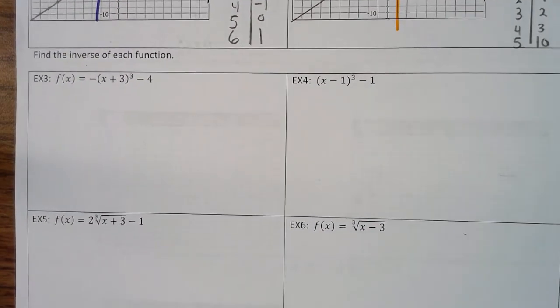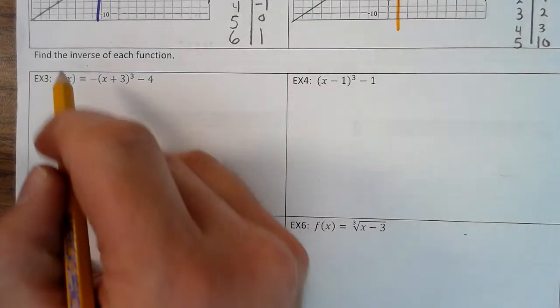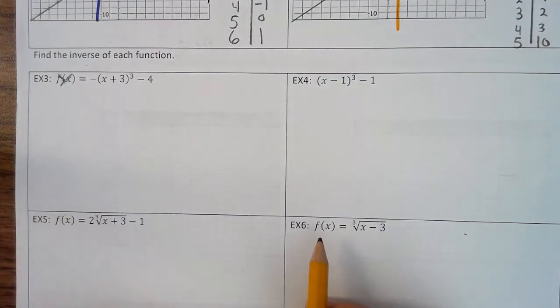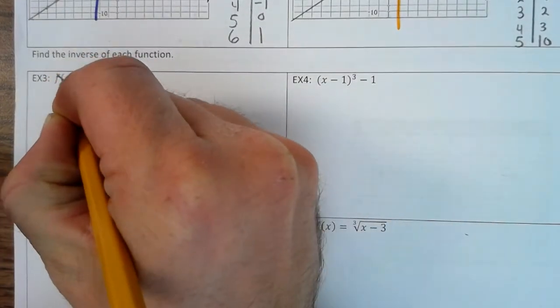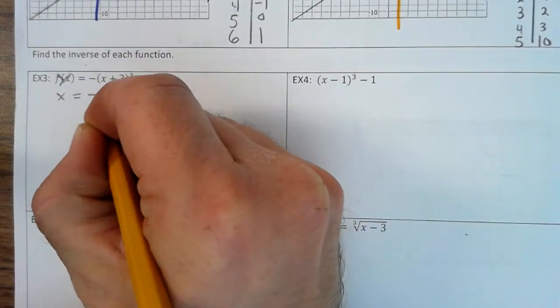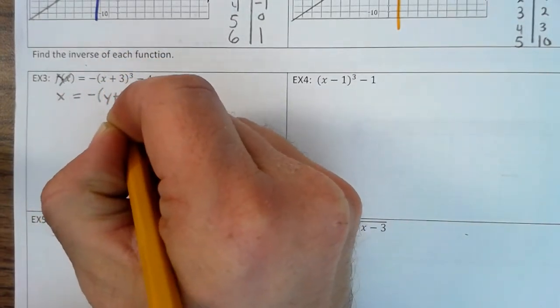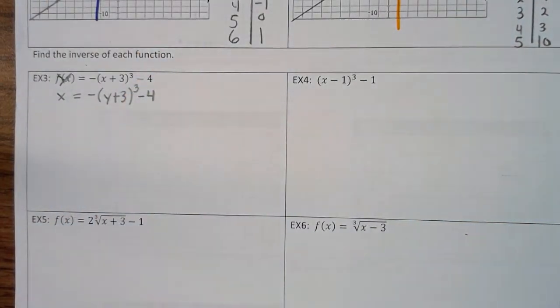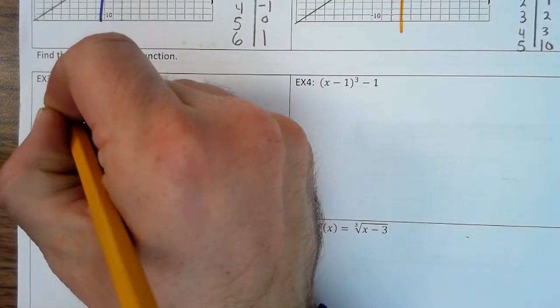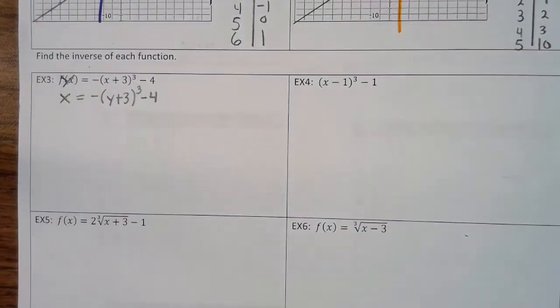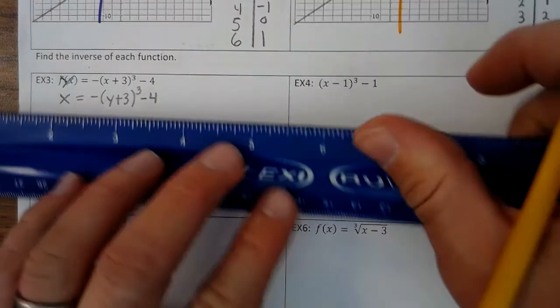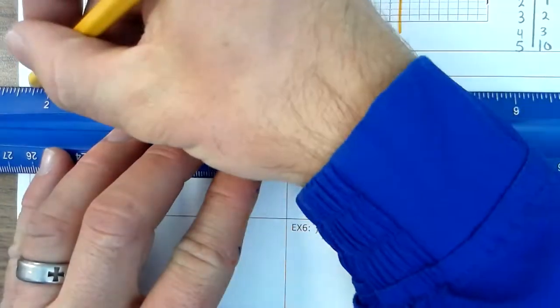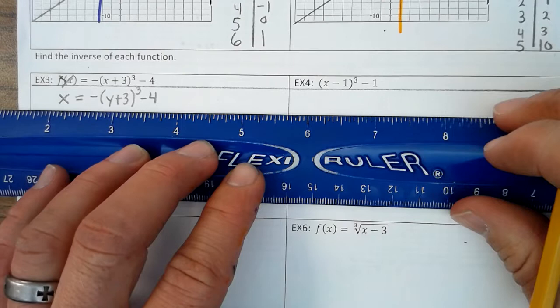All right, find the inverse of each function. So to find the inverse, first we change f of x to y, and then we switch the x and y. Okay, so then x equals negative parentheses y plus 3 cubed minus 4. And then we solve for y. Just draw some lines real quick.